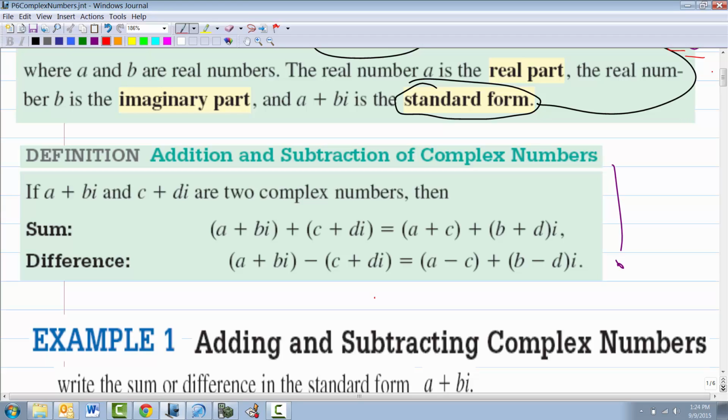Would you rather have $4 or the square root of $4? Why would you want $4?